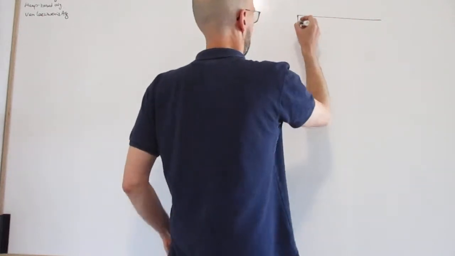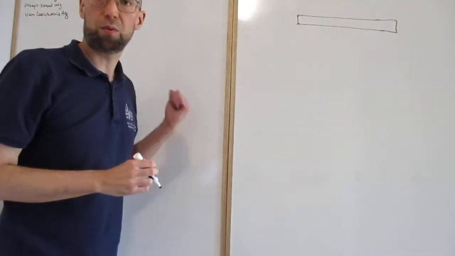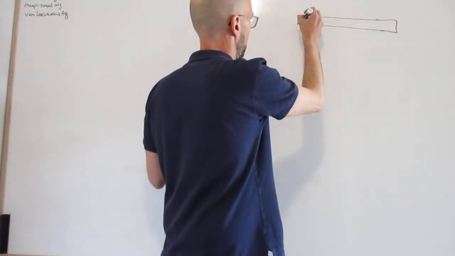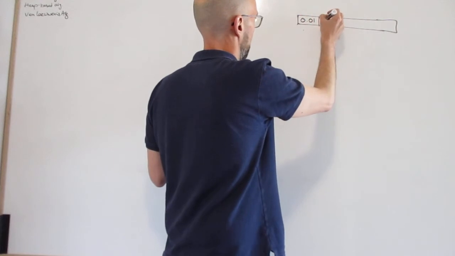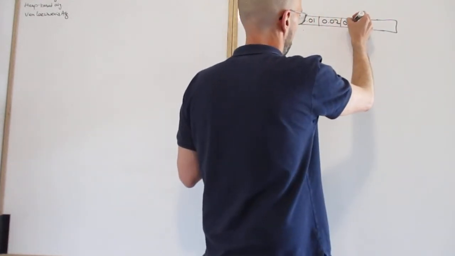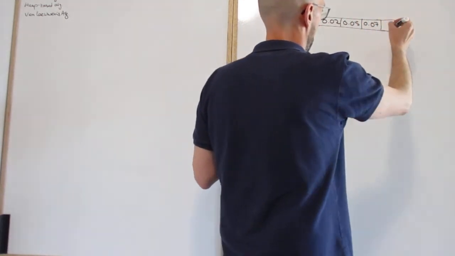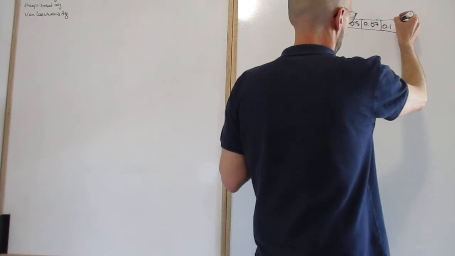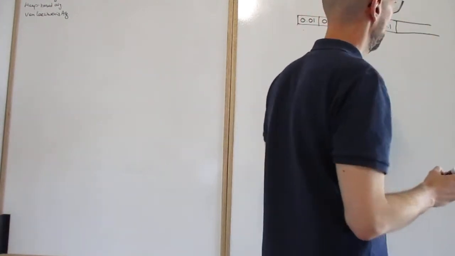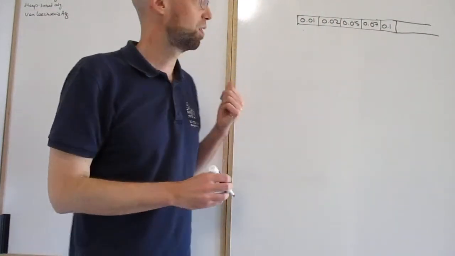Oh, I shouldn't have erased these probabilities. Does anybody remember what they were? From the smallest, it was 0.01 and 0.02 and 0.05 and 0.07 and 0.1 and some other stuff. Does anybody remember? No? Okay, whatever.